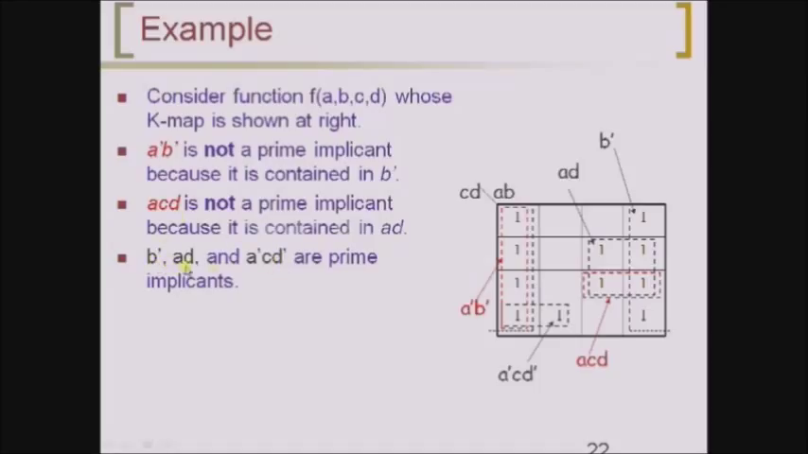B bar, AD, and A bar CD bar are prime implicants. B bar has a size of 8, and as I told you, it cannot be increased further. Then AD has a size of 4, and then A bar CD bar has a maximum size of 2. Therefore these implicants are called prime implicants.